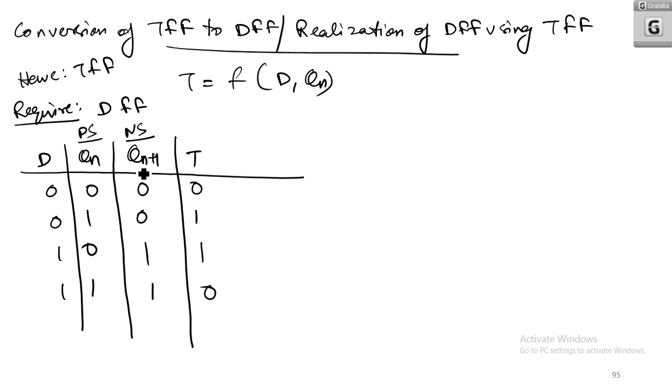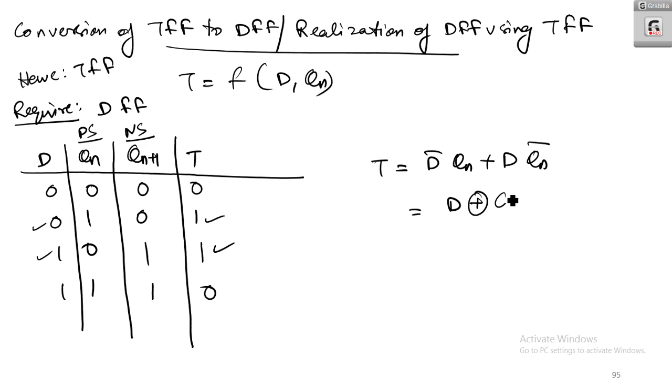Now you need to write the expression for T in terms of D and Qn. So you can write directly, T is 1 here. So T is D bar Qn or D Qn bar. That we can write as D XOR Qn.